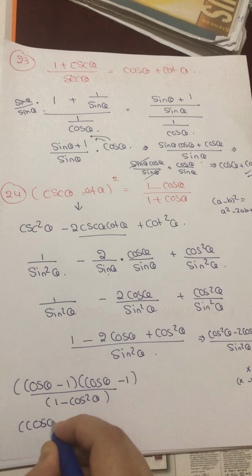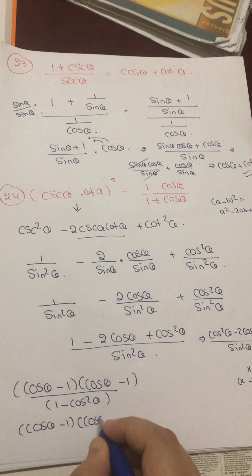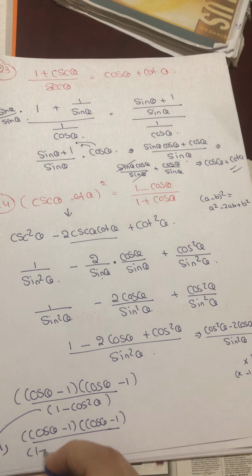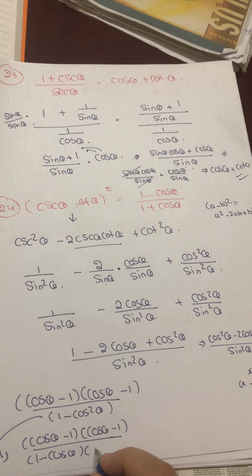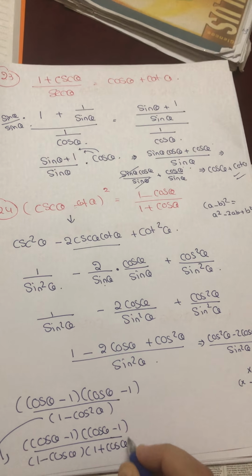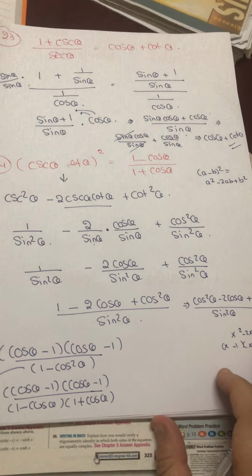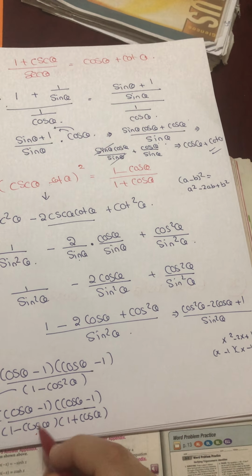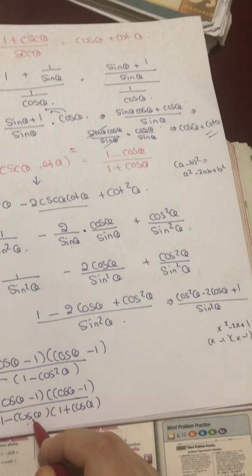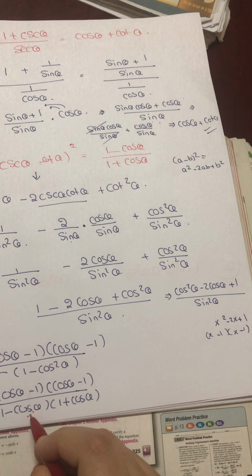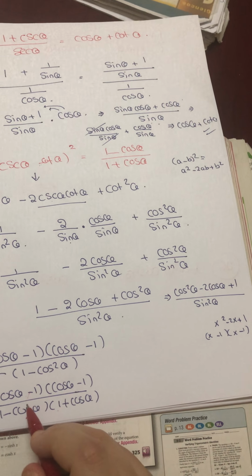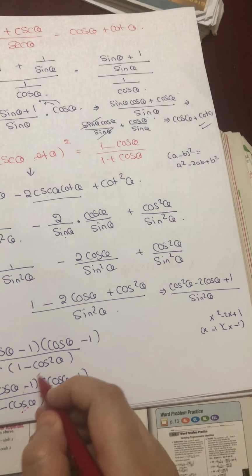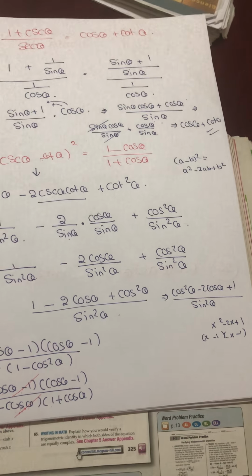So I have a cosine theta minus 1 times cosine theta minus 1 all over this, which is a difference of squares. It can be 1 minus cosine theta, 1 plus cosine theta. Right? Okay, if I want to cancel this with this, then I just need to put a negative outside, right? Now I want to cancel this with this, or this with this. They are exactly the opposite. If I want to cancel them, I can cancel them, but put a negative outside.